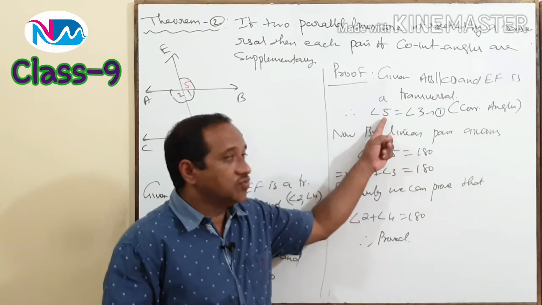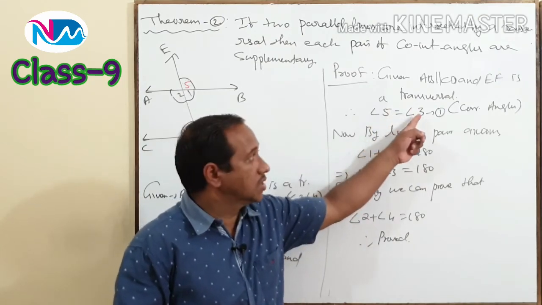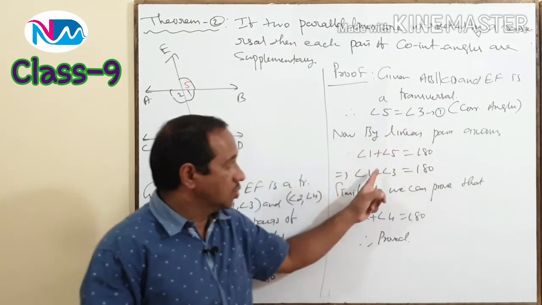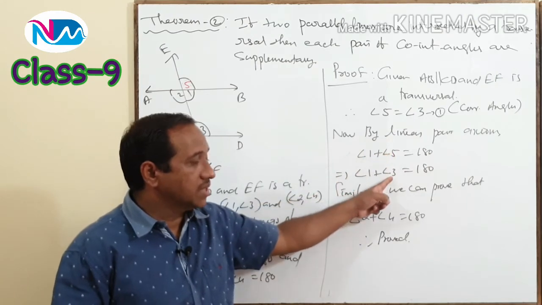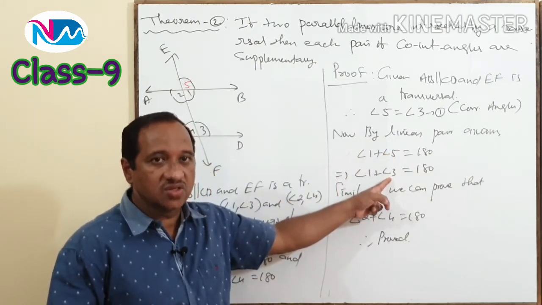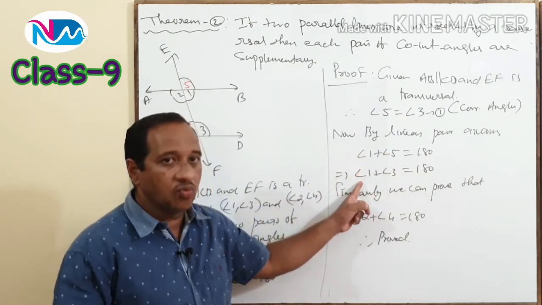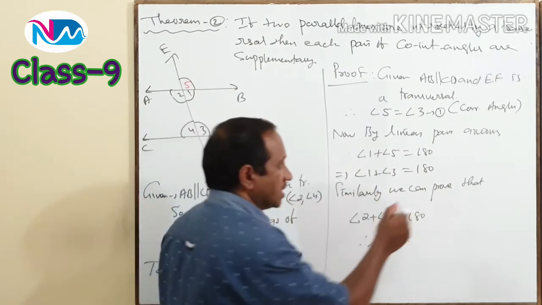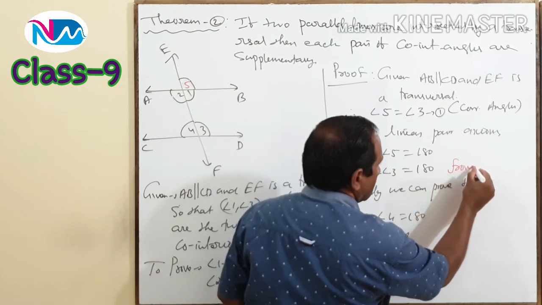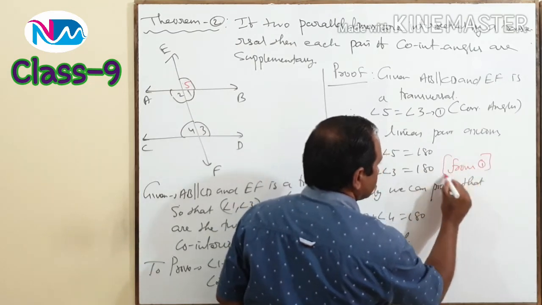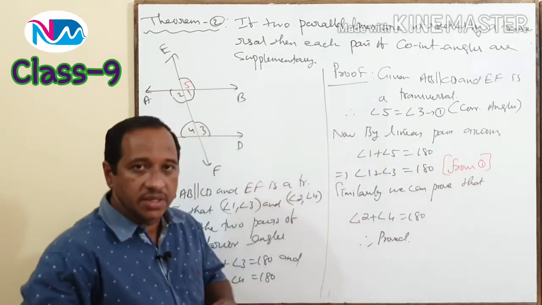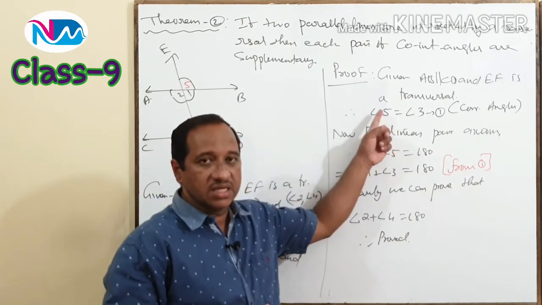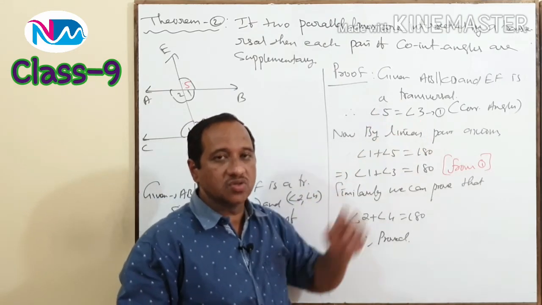From equation 1, we have angle 5 is equal to angle 3. So here angle 5 can be replaced with the angle 3. So we have angle 1 plus angle 3 is equal to 180. That is from equation 1. Here we used equation 1, that is angle 5 is equal to angle 3.